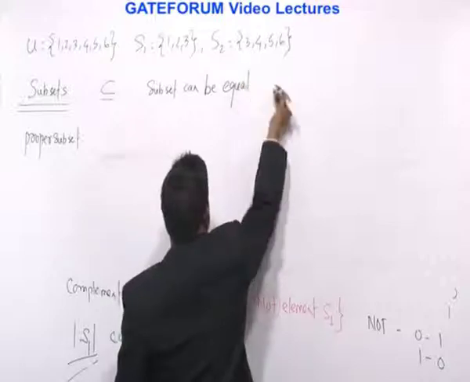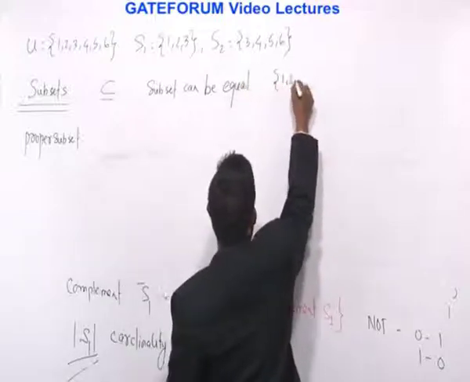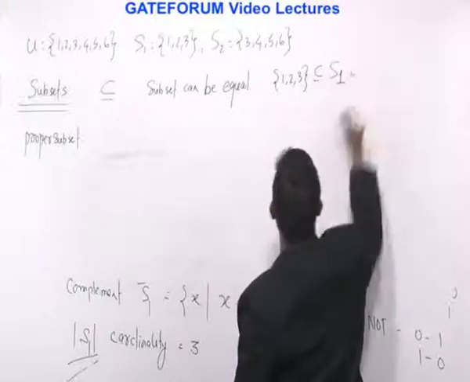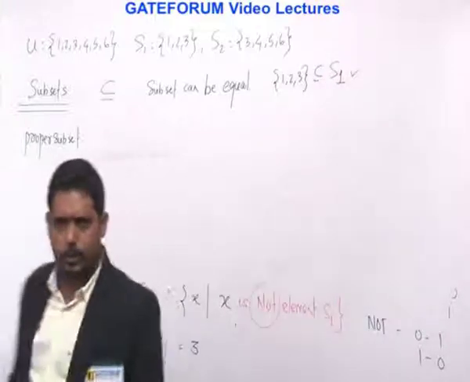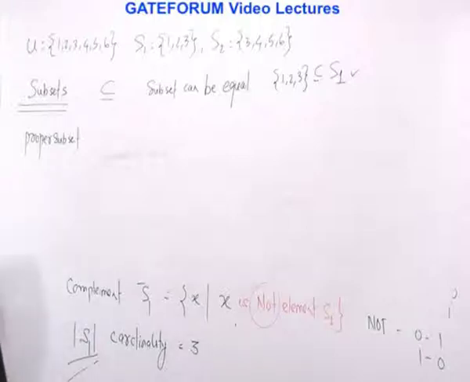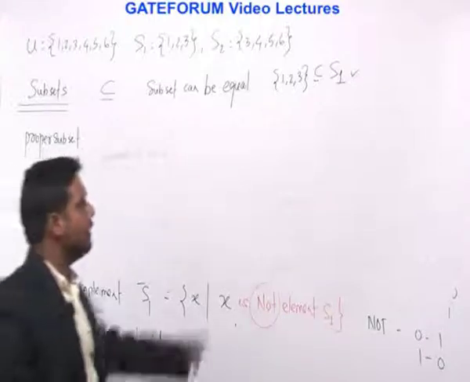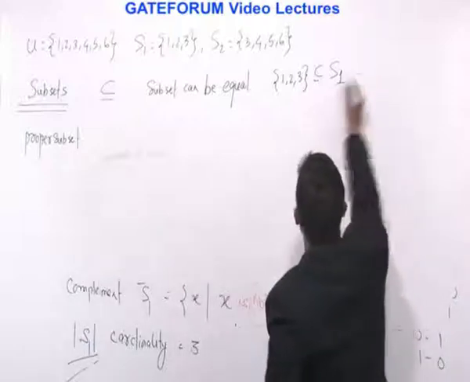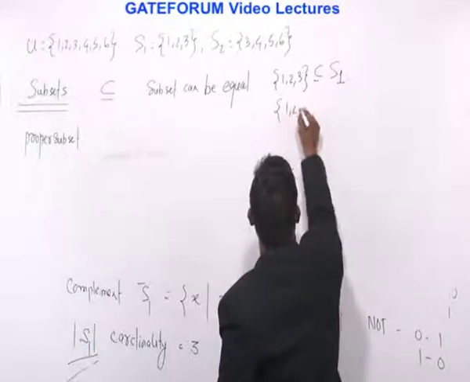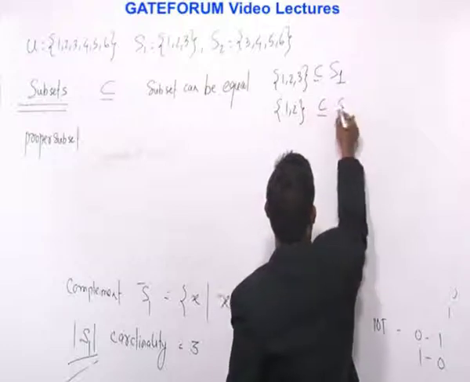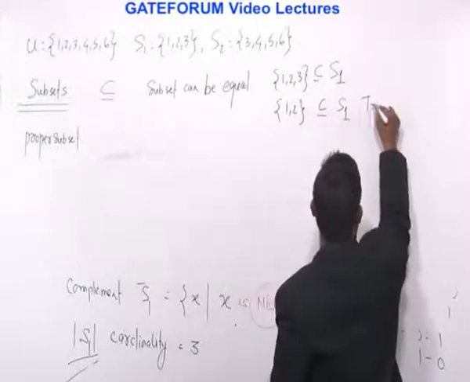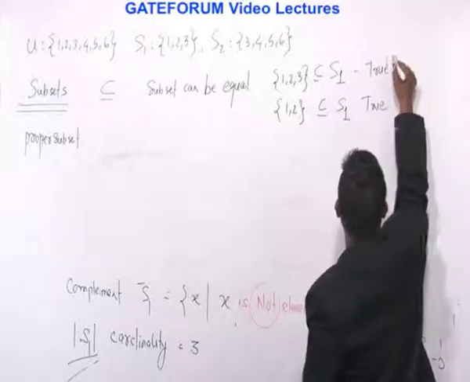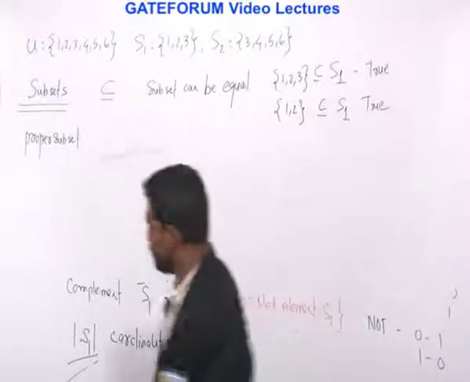Okay, it can be equal. So you can claim that {1, 2, 3} is a subset of S1. This is a very much valid notation. It's a true proposition. Also you can claim that {1, 2} is a subset of S1. This is also true. Both statements are true.